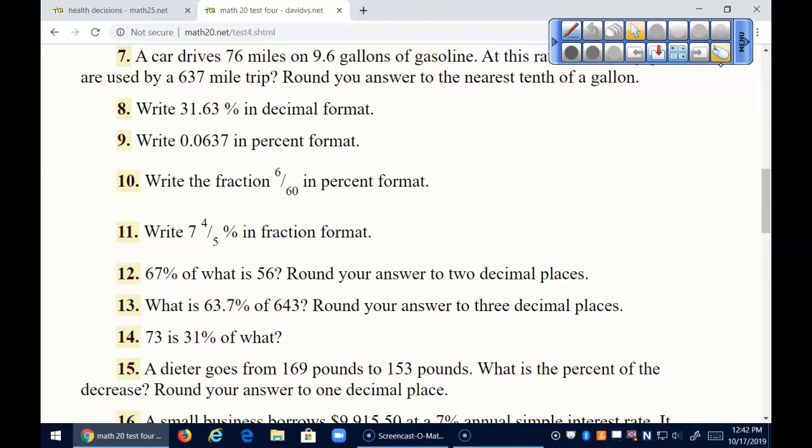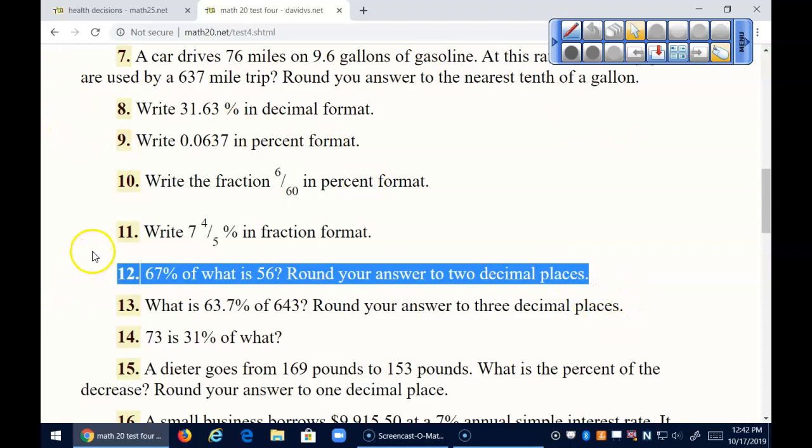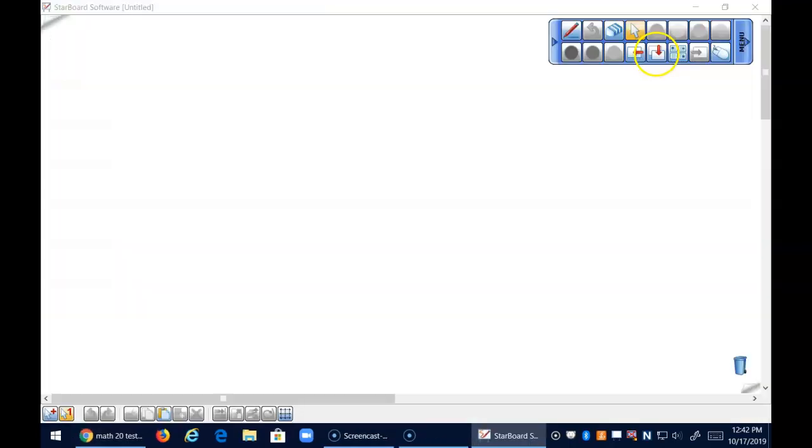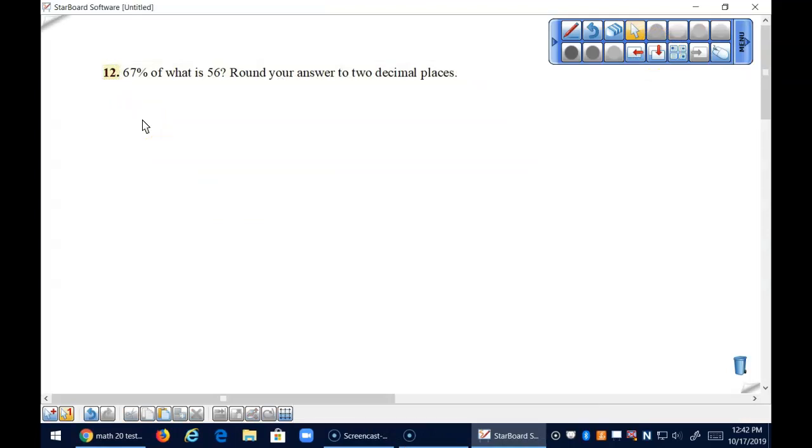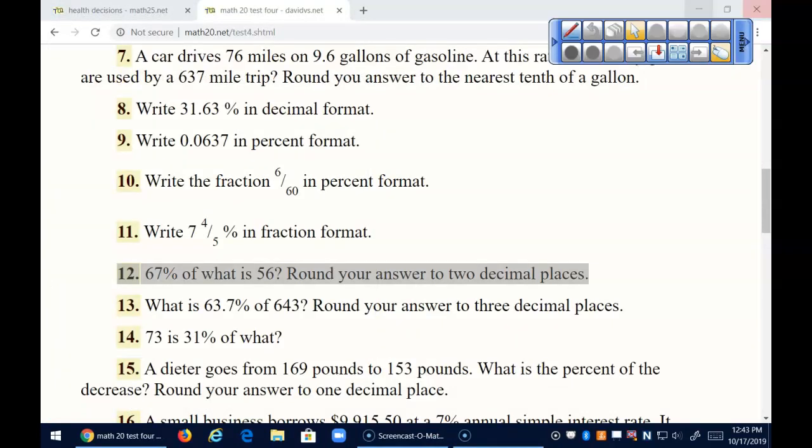How would we set up problem number 12? Okay, let's do that. So there's two ways to do this. I'm going to show you both because you could pick. If you were in a Math 20 class, you could pick which one you want, and that would be great.